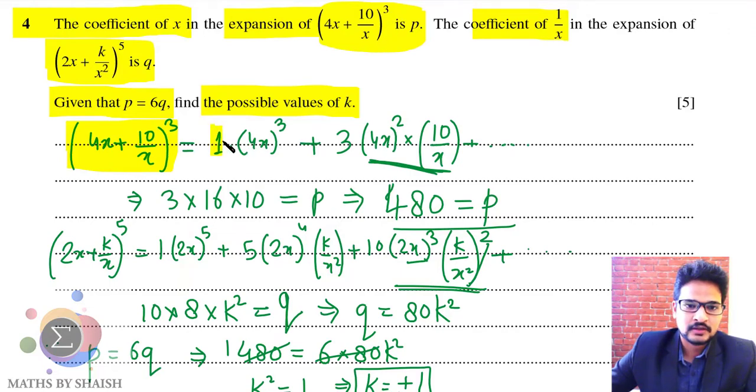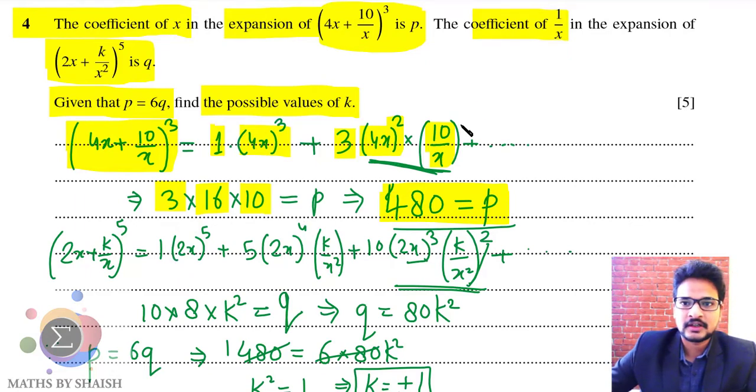So it is 1, then 3, and then again 3 and then 1. The first power is maximum, first of all 4x cubed, and then 4x squared, and then you include 1 power of the second term, that is 10 over x. If we simplify, this x will cancel with this x squared and we get x. So the coefficient from here can be directly seen: 3 from here, 4 squared is 16, and then 10 here. So p, which is given, becomes 480. From here we got p as 480.